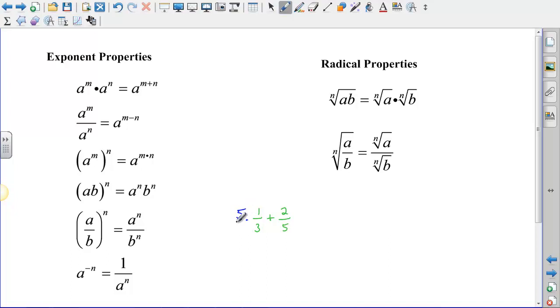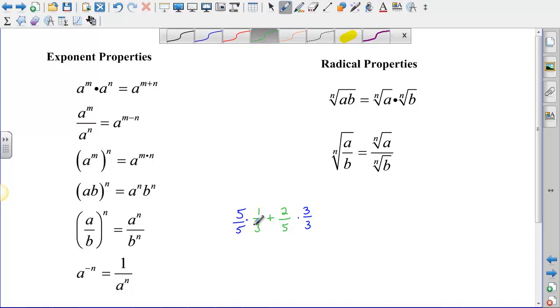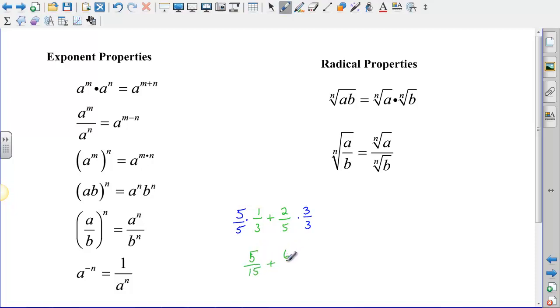And so to get that, I'm going to multiply this by 5 over 5, because 5 over 5 is 1. I'm going to multiply 2/5 by 3 over 3, because 3 times 5 is 15. When I do that, what I get is 5/15 plus 6/15. Now that I have common denominators, I add the numerators and I get 11/15. And that's my solution. Okay? So whenever we have to add fractions together, we're going to try and get common denominators.